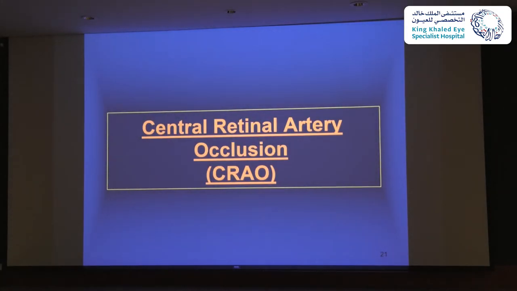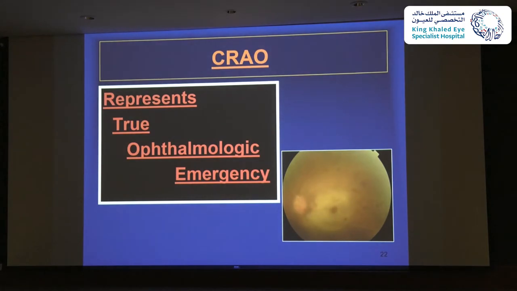So let us now focus on central retinal artery occlusion. It represents a true ophthalmic emergency. I think this is the most important after endophthalmitis. And usually it makes us direct this patient to make sure that the patient doesn't have emboli going to his brain or vital centers in his midbrain. So when you see it, the time lapse between the symptoms and the patient presenting to you is very important. This might guide how you deal with your patients.